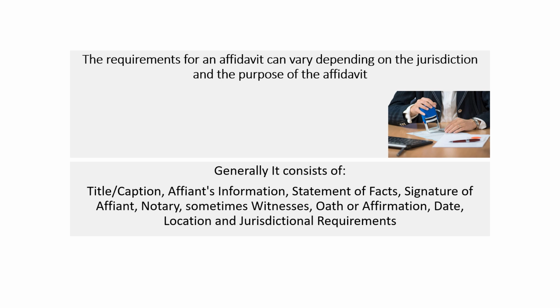So first of all, I would like to say that generally an affidavit is a written statement made under oath or affirmation used as evidence in legal proceedings. There are some requirements for an affidavit which can vary depending on the jurisdiction and the purpose of the affidavit. Generally, affidavits consist of title and caption. The title generally identifies the affidavit type and may reference the legal case or subject matter. Affiant information includes the name, address, and sometimes the occupation or relationship to the matter of the affiant.